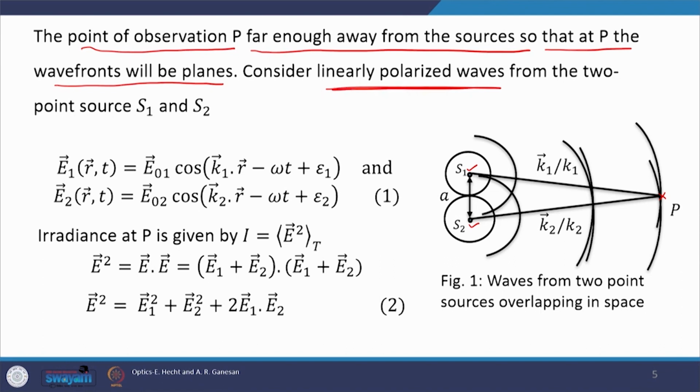Okay. Now, we will analyze this situation mathematically. Suppose E1 is the field emanating from point source S1 and E2 is the field emanating from point source S2. Then E1 can be expressed as E naught 1 cos(k1 dot r minus omega t plus epsilon 1), where epsilon 1 is the initial phase, k1 is the wave vector associated with S1 and r is the radial vector. Similarly, for E2 we have this expression, and they are both given by equation number 1.